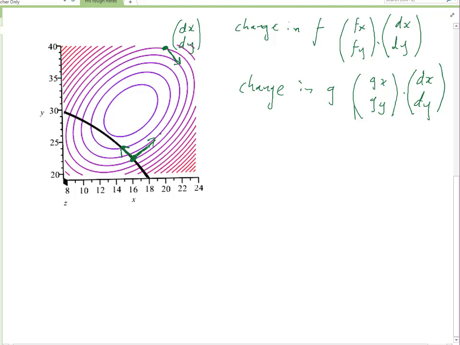And I should give you a notation for this. This is grad G. That's F and that's G. The name of these two vectors, shorthand. So this vector must be pointing at 90 degrees in this direction.